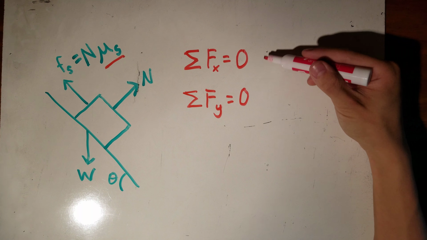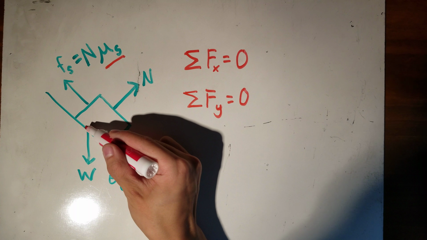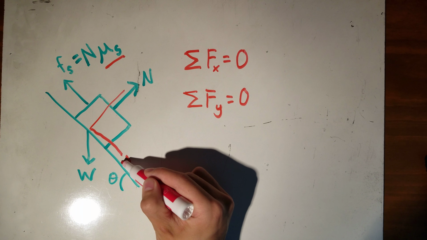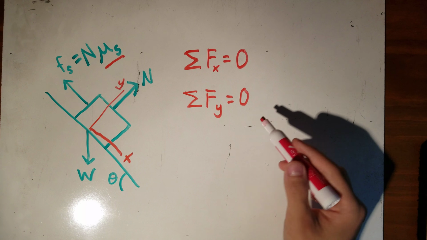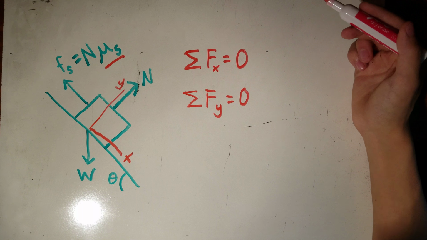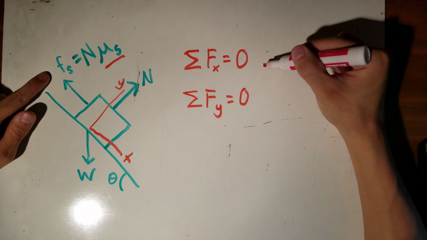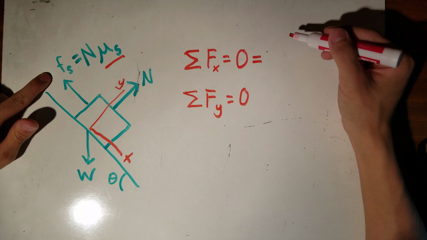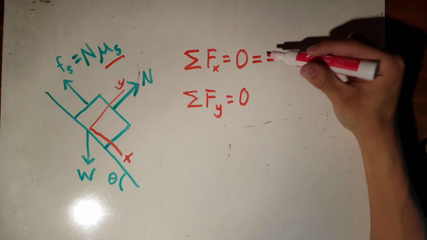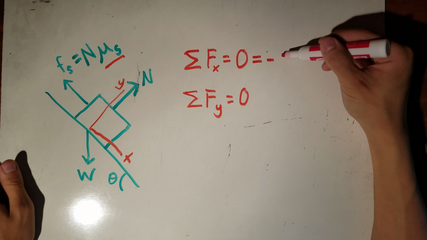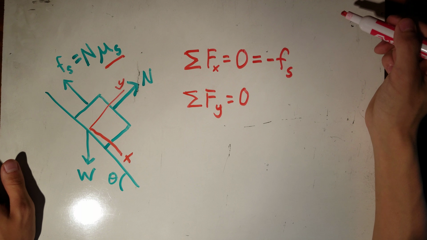In order to apply these two equations, we need a coordinate plane. So over here, we'll draw one with the x-axis and the y-axis here. This way, it's easier to analyze for the force of friction. Now we can start plugging in some of these values into these equations over here. So clearly, f of s is going to be acting directly along the x-axis. So when we sum the forces on the x-axis, we know we're going to have f of s acting in the negative x direction.